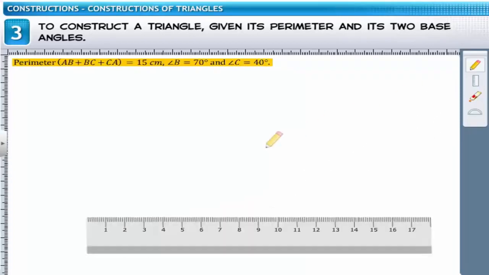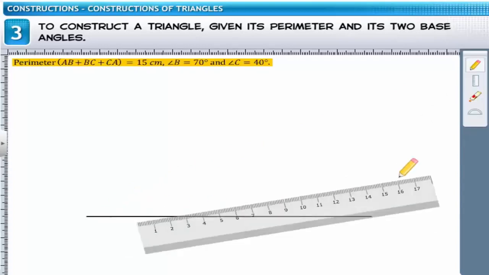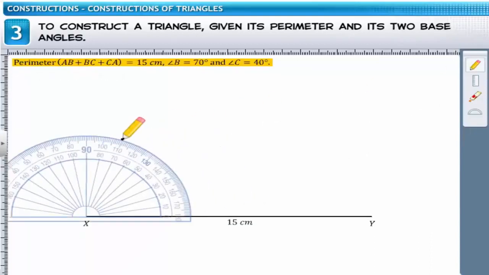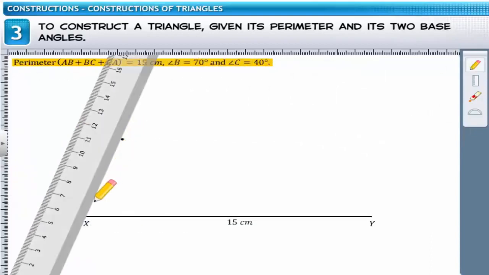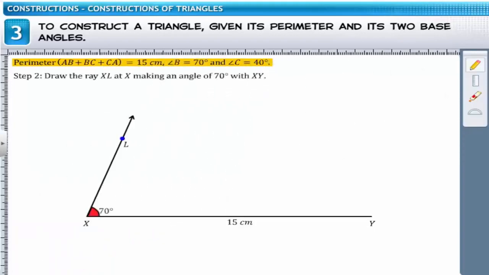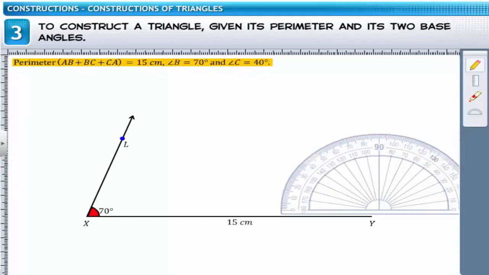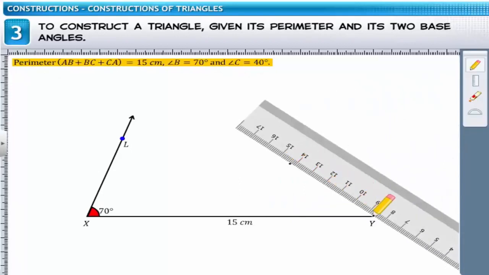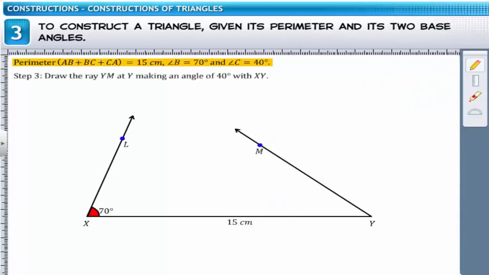First, draw a line segment XY of 15 centimeters, which is equal to the perimeter of the triangle. Draw a ray XL at point X, making an angle of 70 degrees with XY. Similarly, draw a ray YM from point Y, making an angle of 40 degrees with XY.